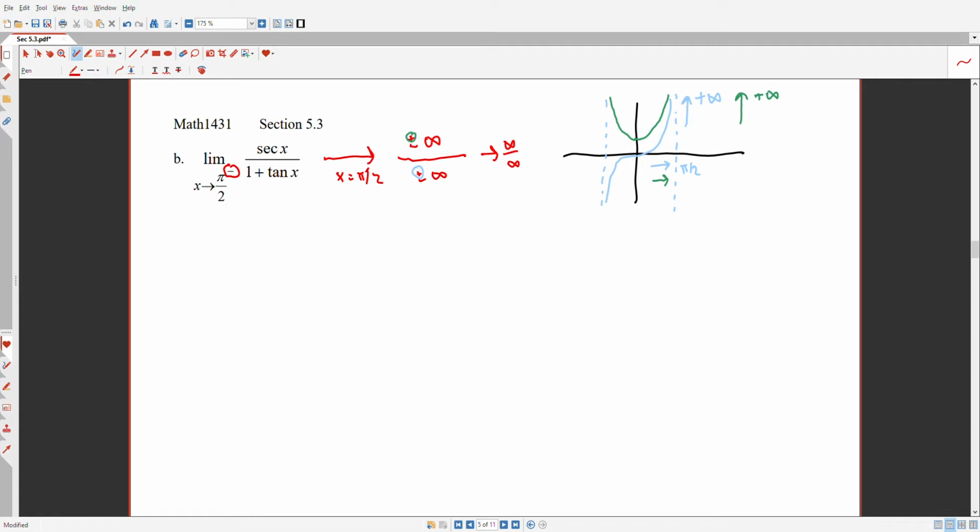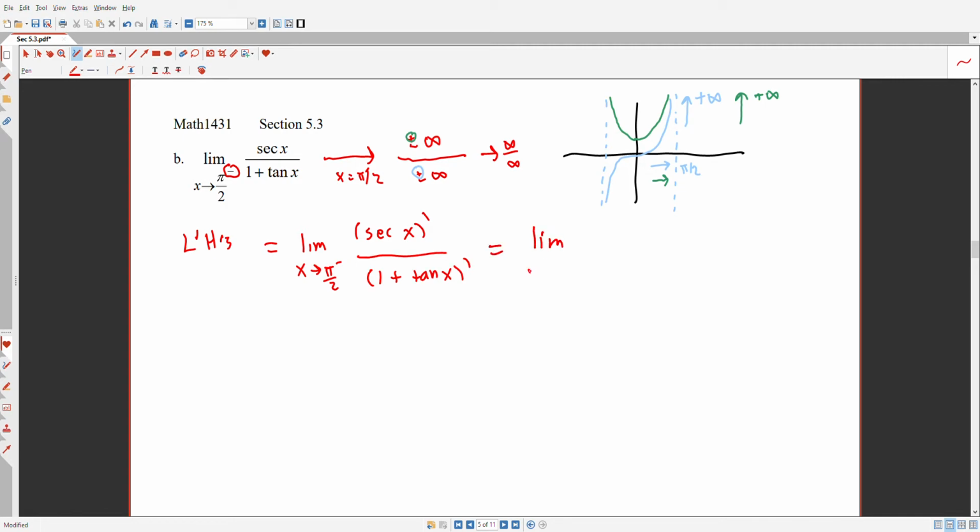And so in either event, even had these been a mixture of types of infinities, L'Hopital's rule says, okay, you got some type of infinity divided by another type of infinity. So this one-sided limit equals this new one-sided limit: the derivative of secant divided by the derivative of 1 plus tangent.